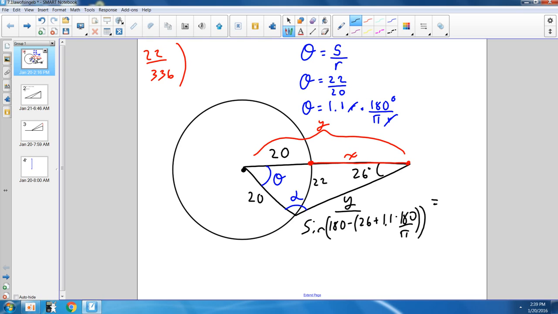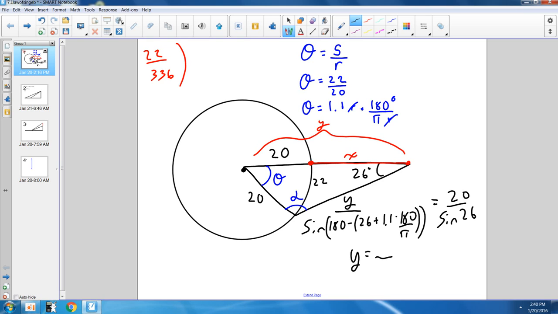I know that looks cumbersome, but it's exact. We're not rounding as we go through. You can also store that answer in your calculator and then use it. So y over the sine of alpha is equal to 20, which is the side length, over the sine of the opposite angle, which is 26 degrees. I'm not going to do the calculation, but you would multiply by the denominator here, and you're going to get an answer for your y.